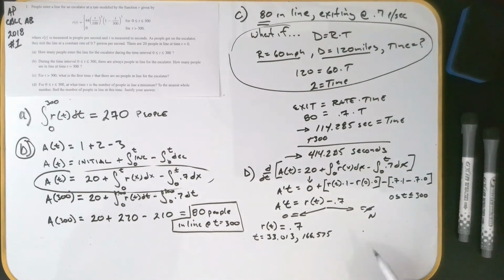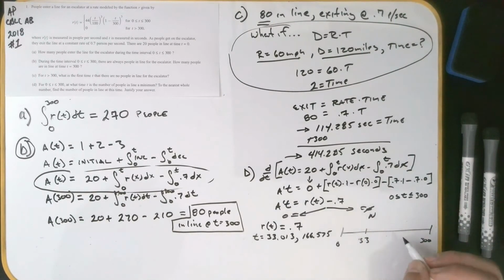So if you'd like, you could say, well, I have 2 critical numbers here. And so I have my endpoints that I have to check. And so what some people like to do is they say, well, I want to get a feel for what's going on. So I'm going from 0 to 300. And my 2 other times here are 33, I'm just going to put 33 and truncate that, and 166. And I want to know whether it's increasing or decreasing.